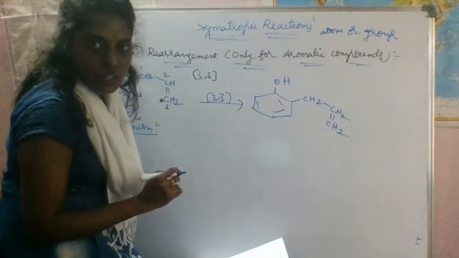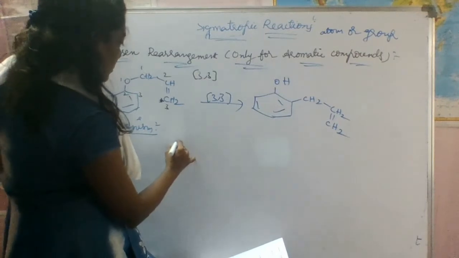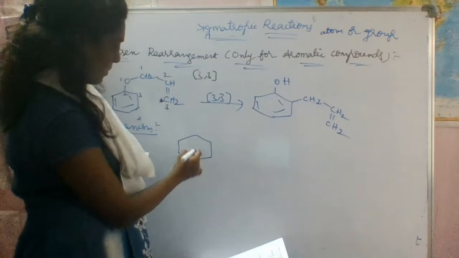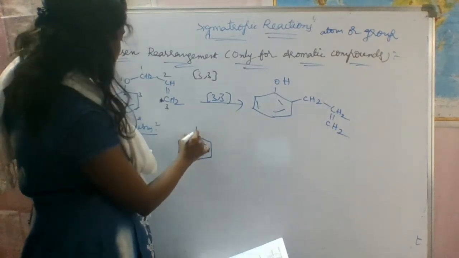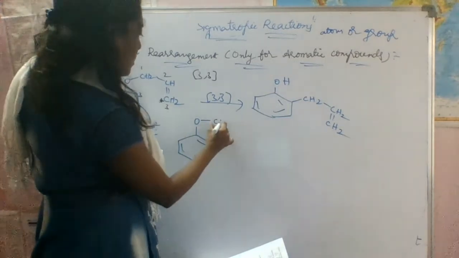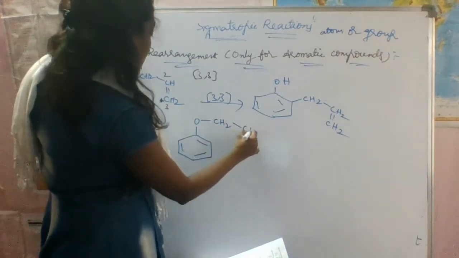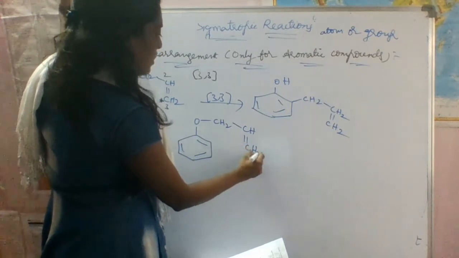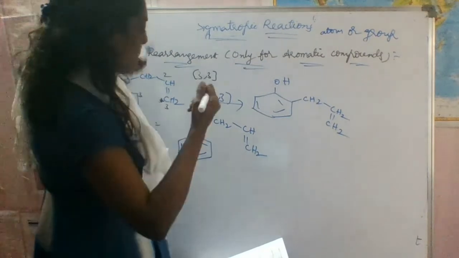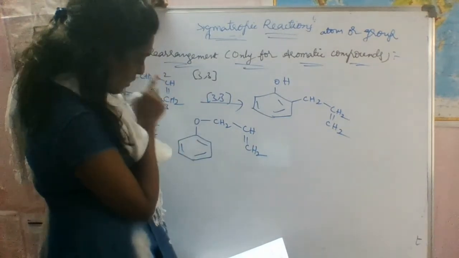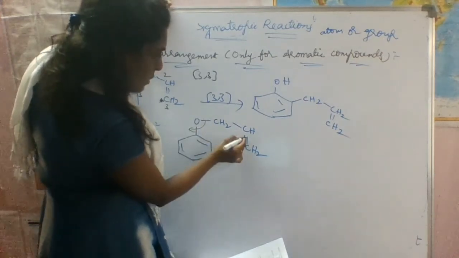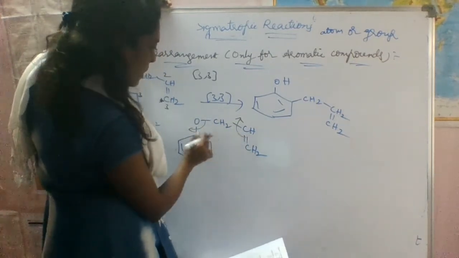Just listen carefully, right? O is there, here CH2, CH, double bond CH. Okay. Next, what we have to do? We have to shift the bonds. Okay. So next, we have to shift the bond here. This bond will be shifted here, right?